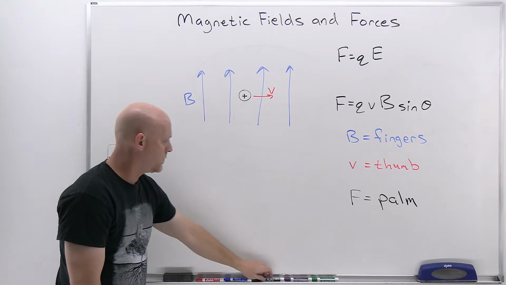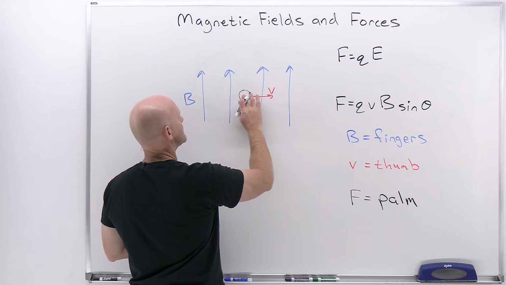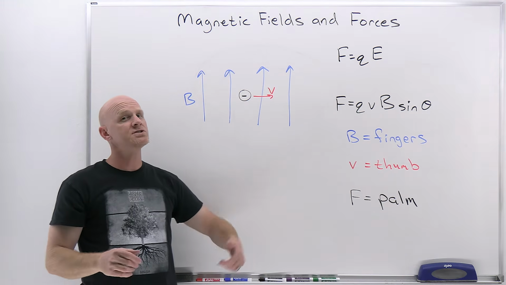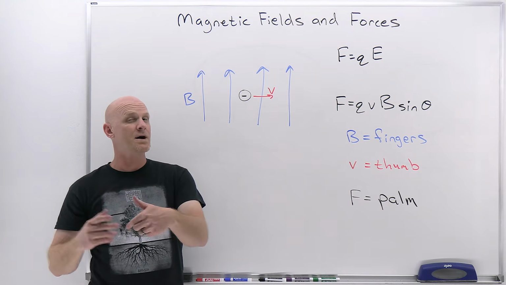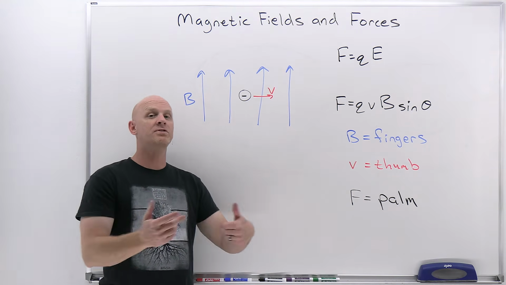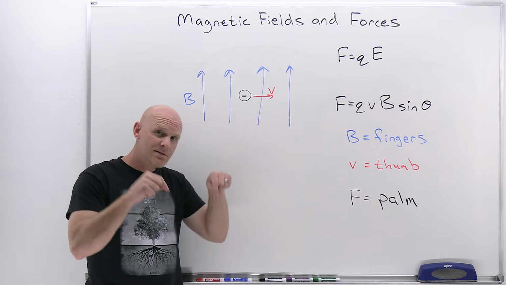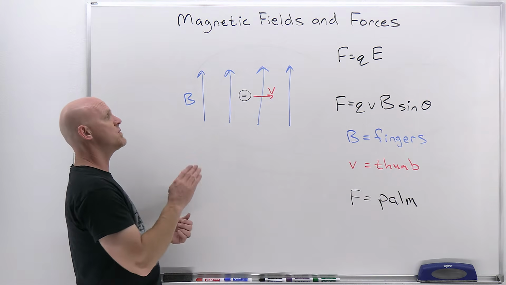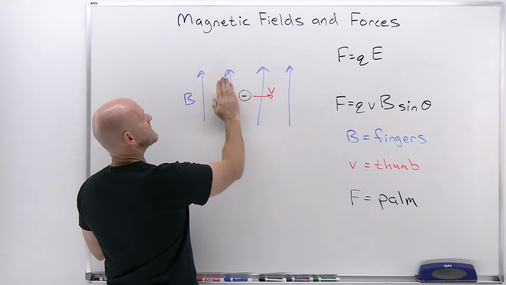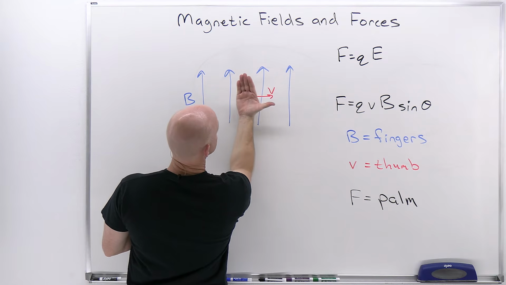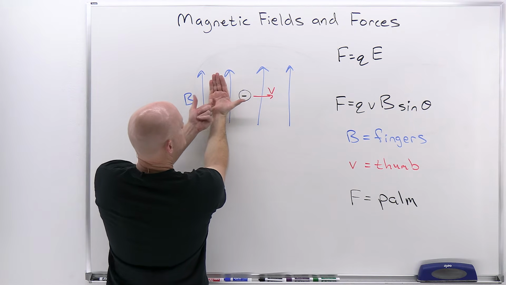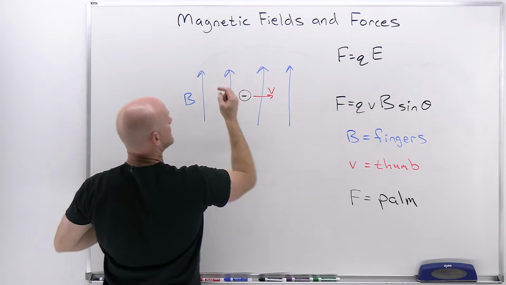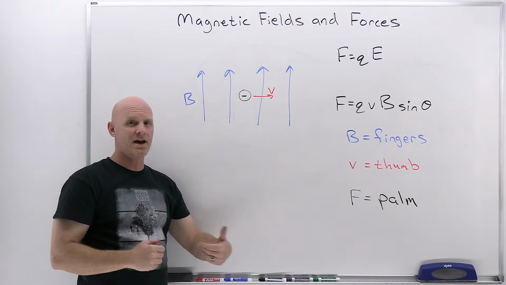All right, so what if this had been a negative charge instead? Just like in an electric field, the force felt by a positive charge is in the opposite direction of the force felt by a negative charge. The same is true for the magnetic force as well. So in this case, if you point your fingers in the direction of the magnetic field and your thumb in the direction of the velocity, for a positive charge the force comes out the palm, which means for a negative charge it goes the opposite direction, out the back of your hand and into the board instead.